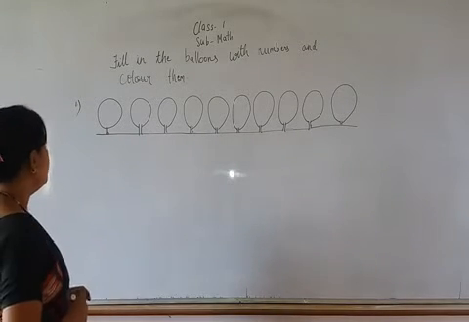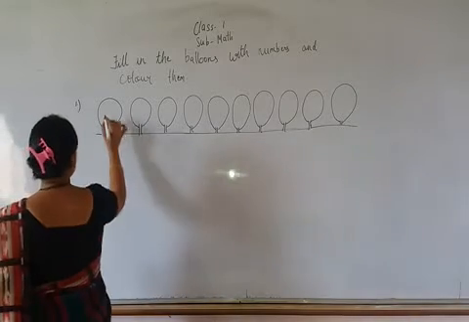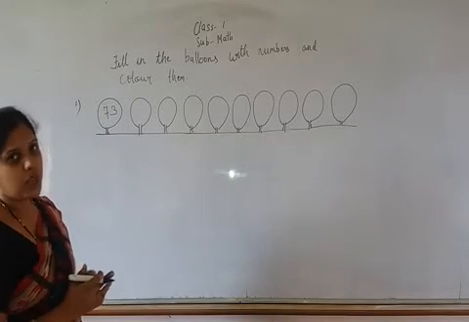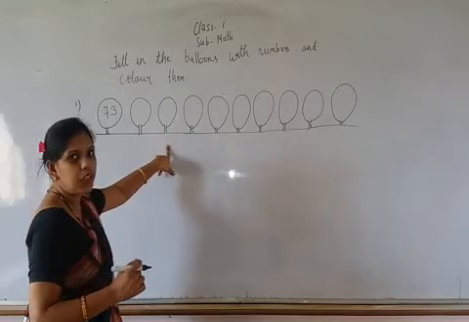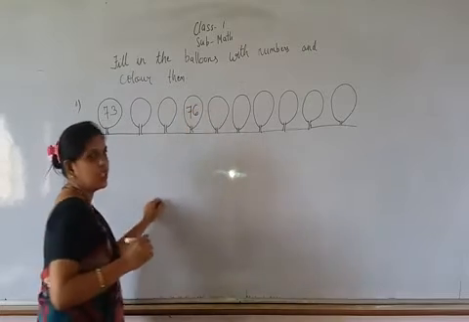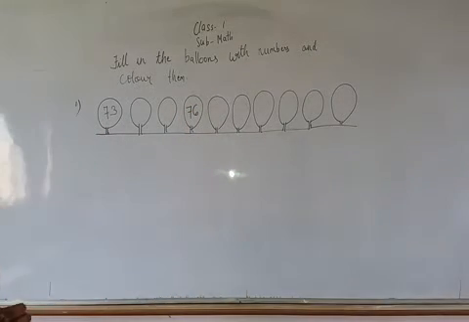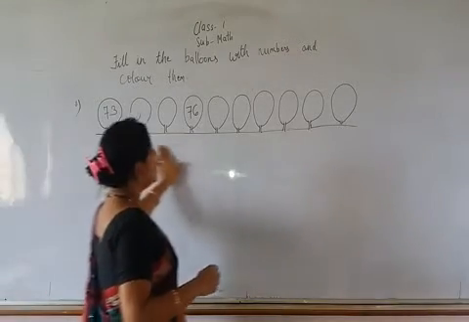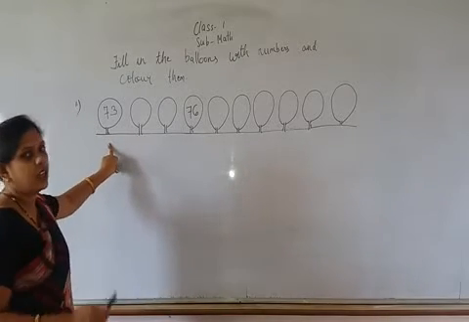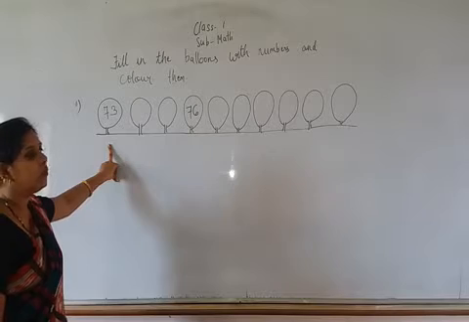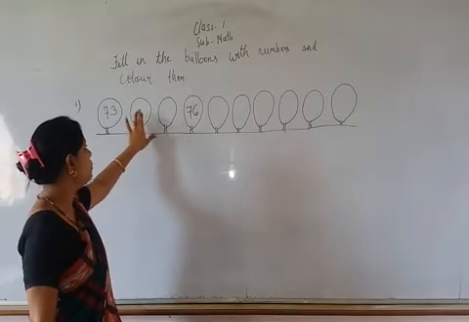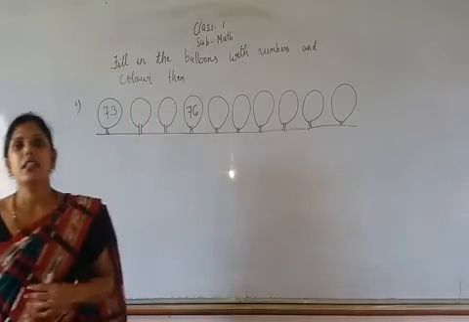Okay. So first write the first question. What is the number written here? 73. And after leaving 2 balloons, what is the number written here? 76. Okay. So first all of you draw how many balloons? 10 balloons. Now after drawing the balloons, you have to write 73 in the first balloon and you have to write 76 after leaving 2 balloons. You leave this balloon and this balloon and write 76.